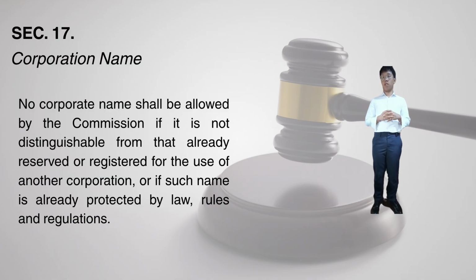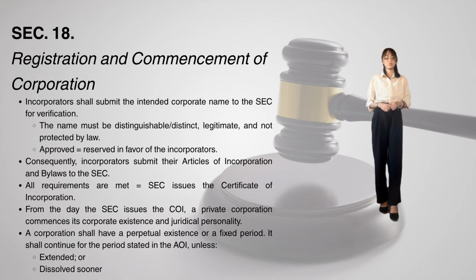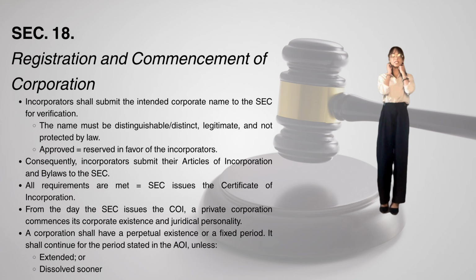The Commission shall issue a certificate of incorporation under the amended name. If the corporation fails to comply with the Commission's order, the Commission may hold the corporation and its responsible directors or officers in contempt and or hold them administratively, civilly, and or criminally liable under this code and other applicable laws. Move forward to the last four sections of Title II, Sections 18 to 21.